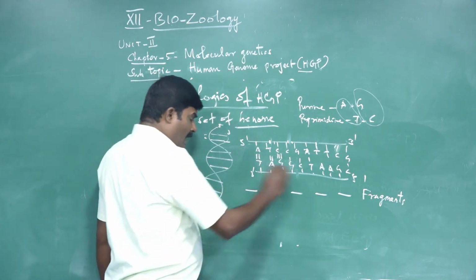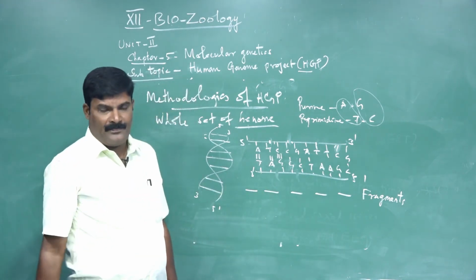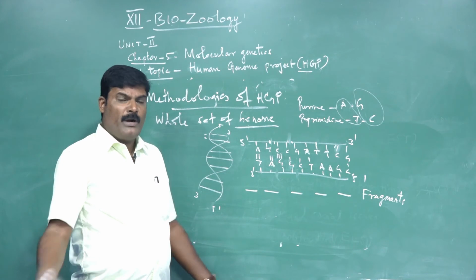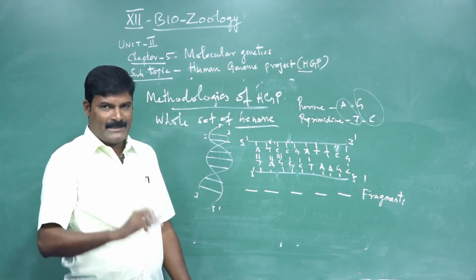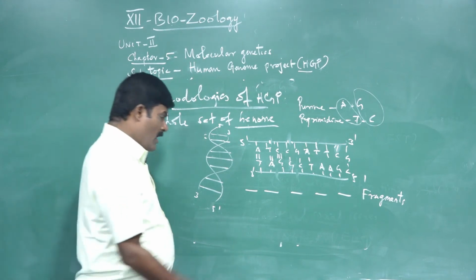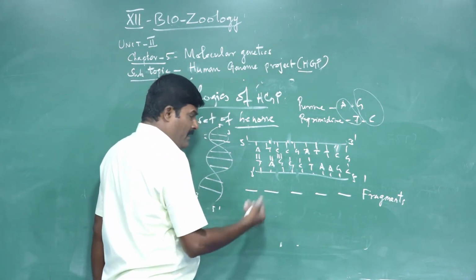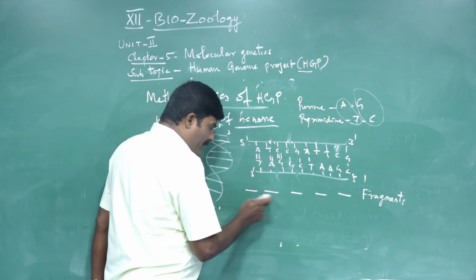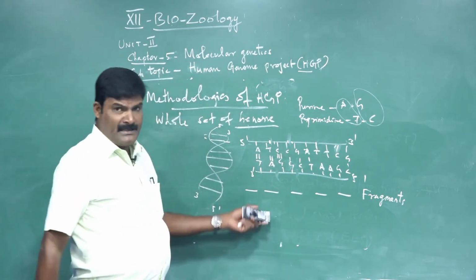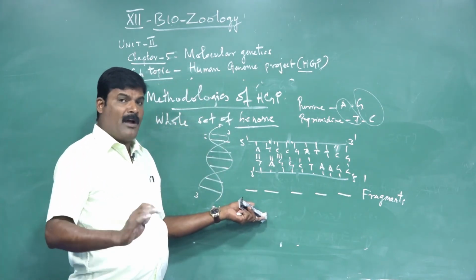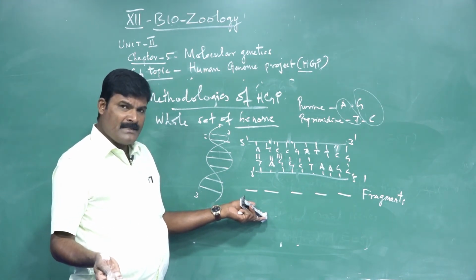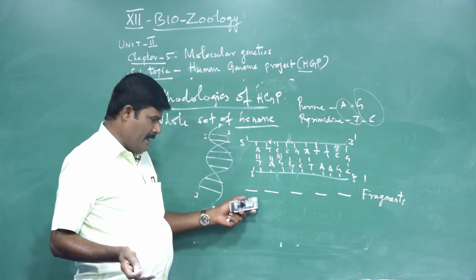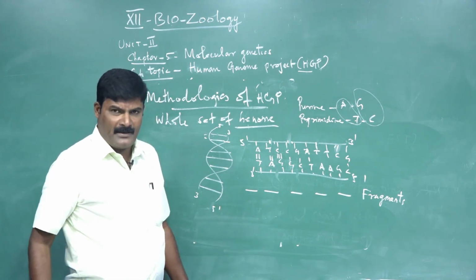These small sized fragments must be cloned. What is cloning? Cloning means increasing the total number of copies. That is, exact copies. So clones are nothing but exact copies of DNA. For example, here, how many fragments are there? 5 fragments. The 5 fragments are cloned into 10 fragments. So each fragment is the same. This is called the cloning technique.